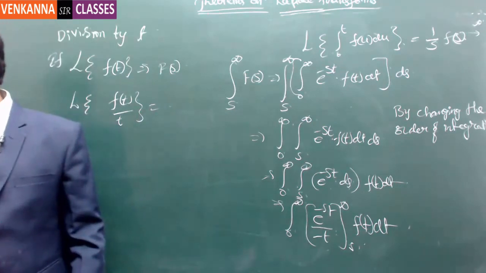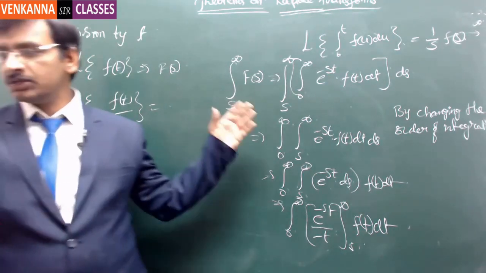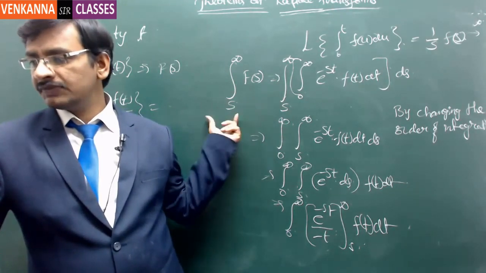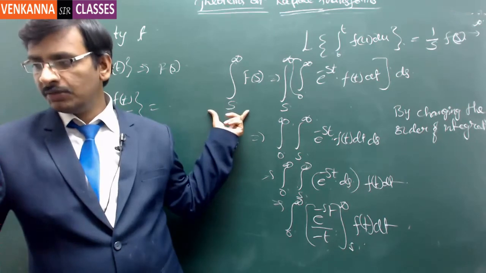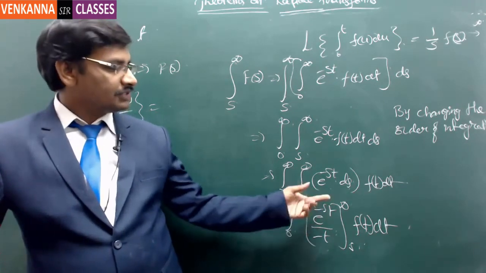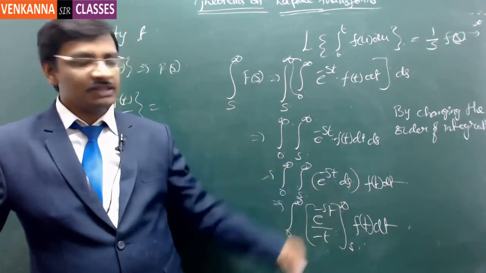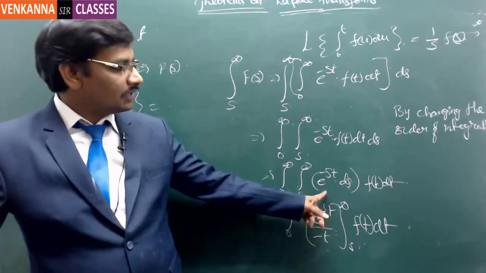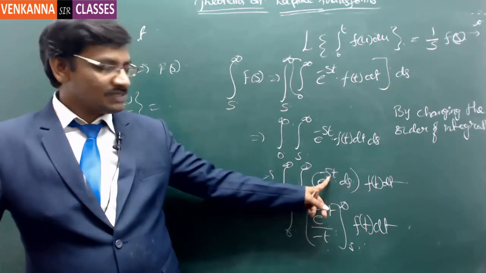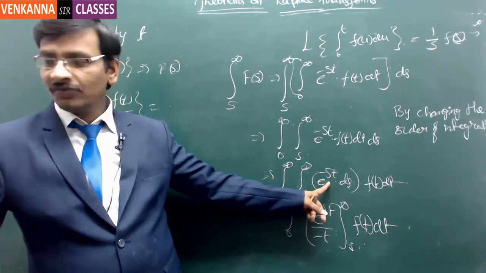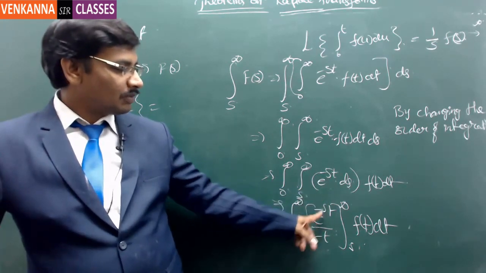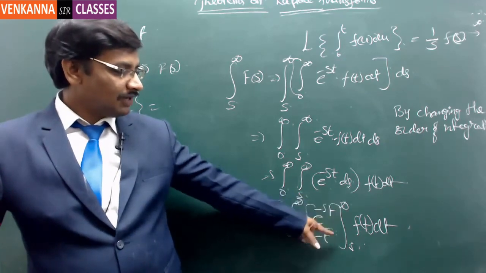Got it? I hope everybody understood this concept. I have just done the integration on either side with the same limits with respect to the same variable. Then I changed the order of integration, so it is with respect to s first and then with respect to t next. When you do the integration with respect to s, t will be treated as a constant. So the integral of e power minus st is e power minus st by minus t. Upper limit will be infinity and lower limit will be s.